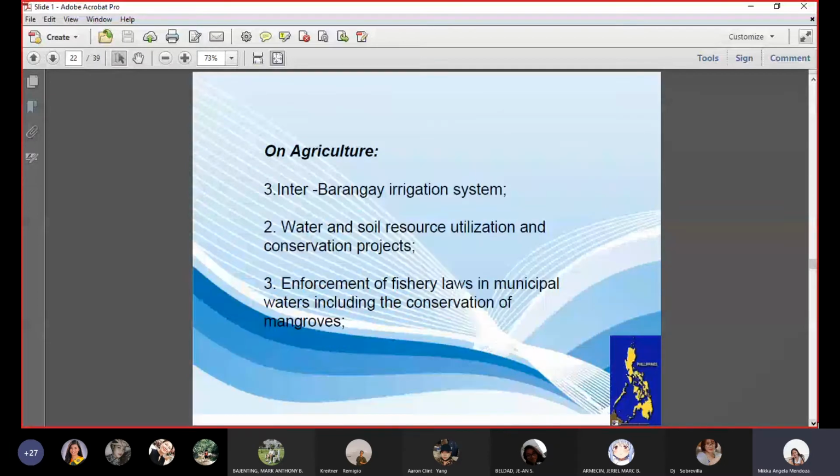On agriculture, there are inter-barangay irrigation system, water and soil resource utilization and conservation projects, and enforcement of fishery laws in municipal waters, including the conservation of mangroves. So we also notice other areas which are planted with mangroves as conservation of the place. There are free seeds given to plant in your homes. I think during this pandemic, many agencies have free seeds to plant so that people have their own food during the pandemic.